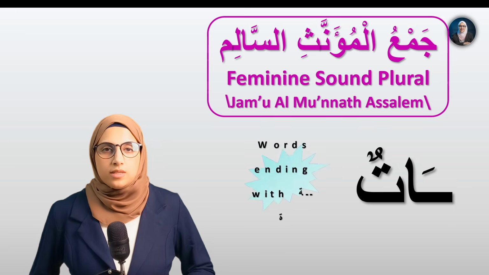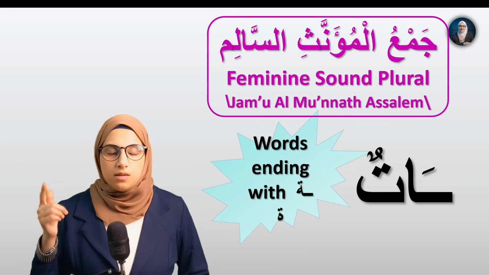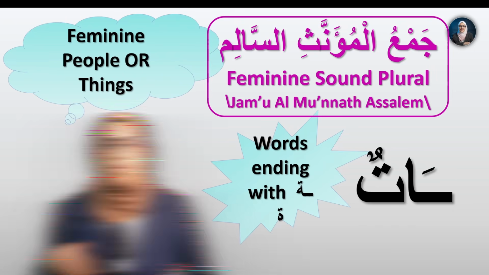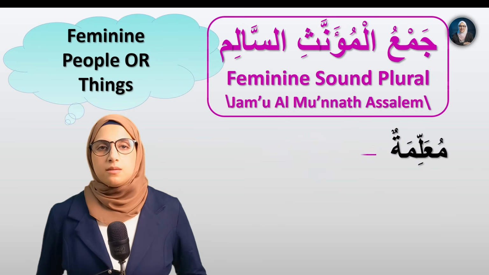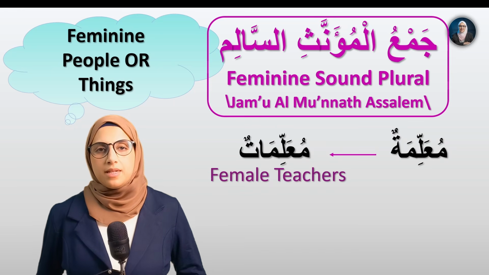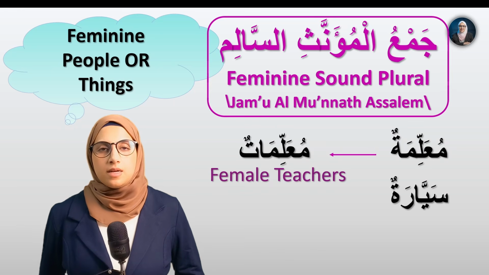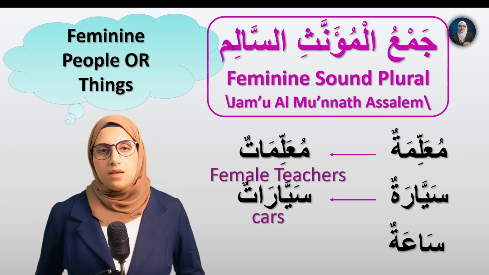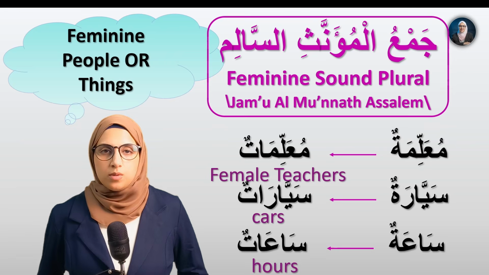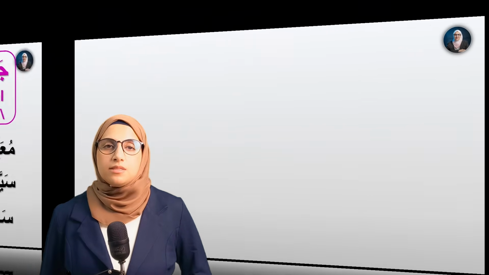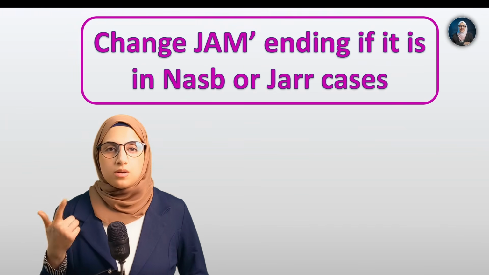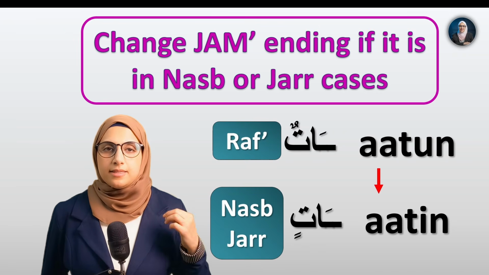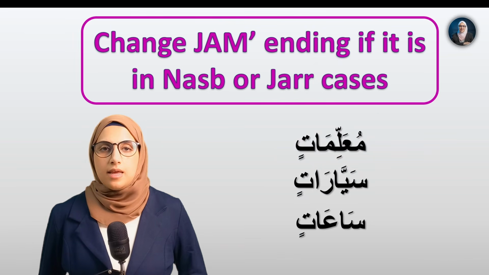When do you use this jam'? You use this when you have a word with ta marbuta at the end, if it speaks about human or non-human things. So معلمة, a female teacher, becomes معلمات, female teachers. سيارة, a car, سيارات, cars. ساعة, an hour, ساعات, hours. The atun ending can change if it's in the jar or nasb case into atin. So you will find it معلمات, سيارات, ساعات.